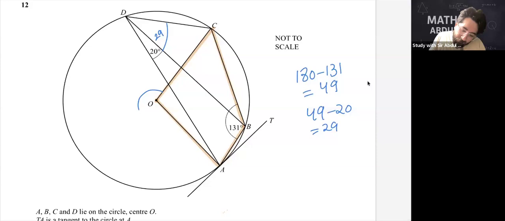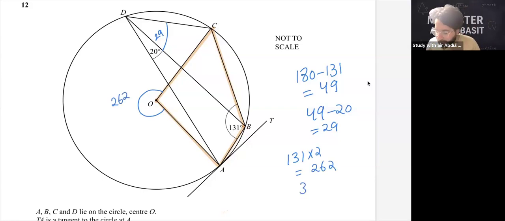So 131 का double होगा ये वाला angle, बाहर वाला. So 131 multiplied by 2 is equal to 262. So this is 262. Now 360 minus 262. Mental maths: 360 minus 260 is 100, 100 minus 2 is 98. This is equal to 98. I found this 98 as well.